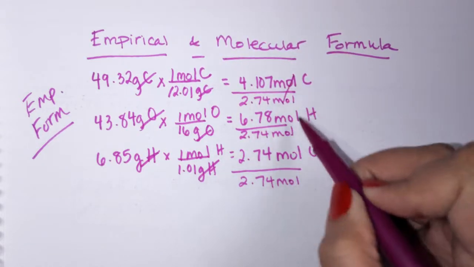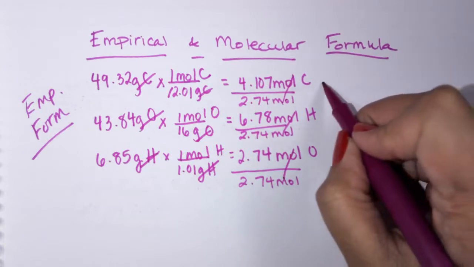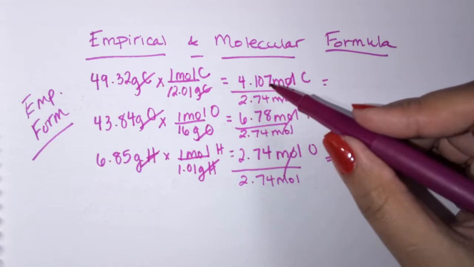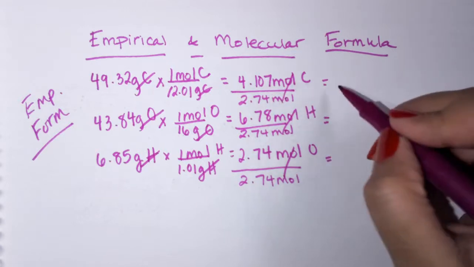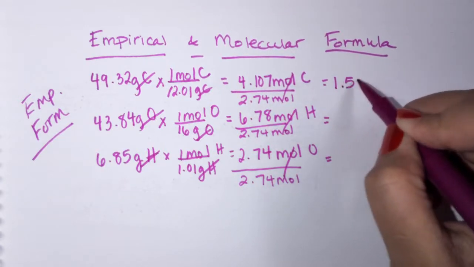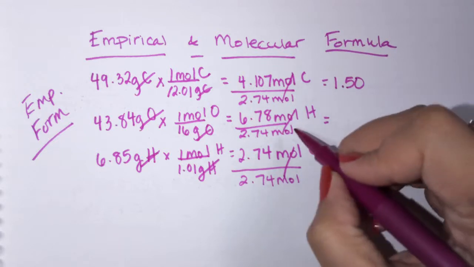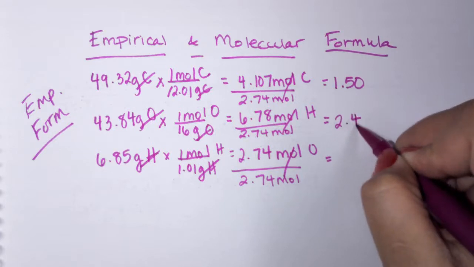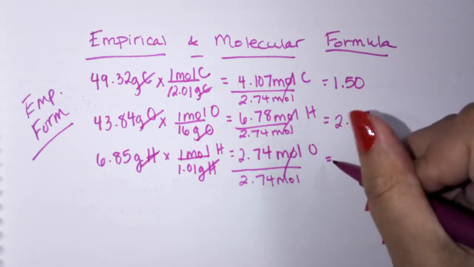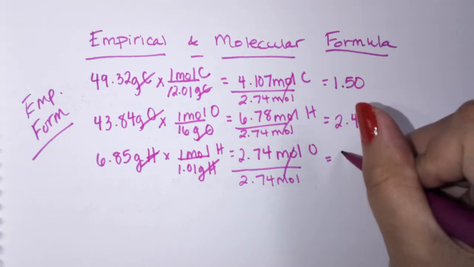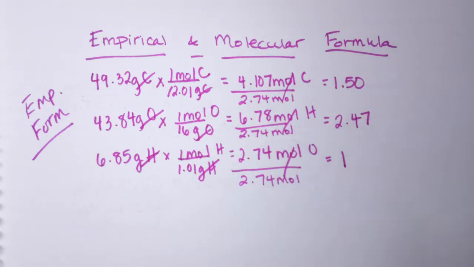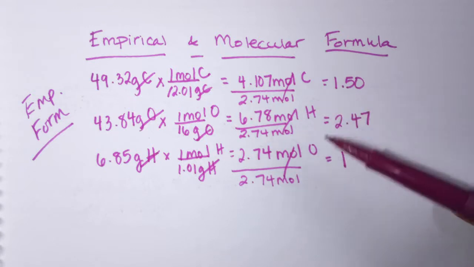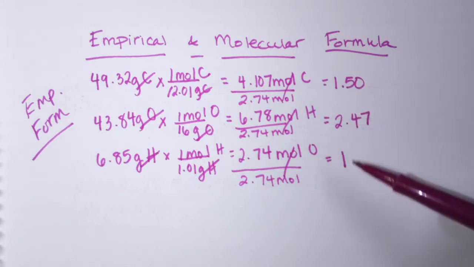And so the unit moles will actually cancel out, and we are looking at just the ratio of each of these. So I have 4.107 divided by 2.74. I get 1.50. Hydrogen, I plug this in and I get 2.47. And then, of course, 2.74 divided by 2.74 is just 1. So these are technically our ratios for each element. This is what our subscripts would be.